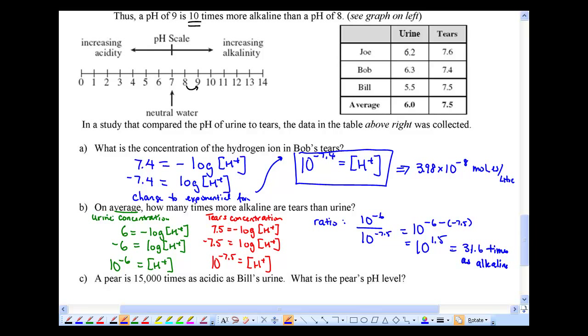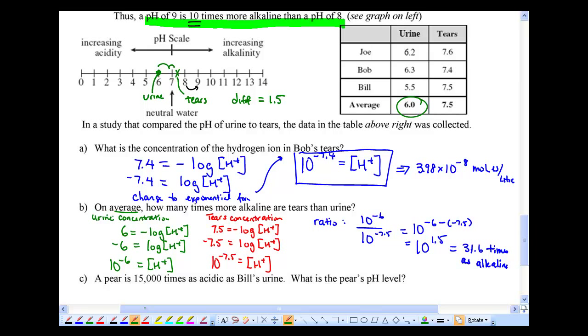Okay. Now, this is kind of a long way of doing it. You could have also used this statement up here. See how it says a pH of 9 is 10 times more alkaline than pH of 8? To help us out. Because if I were to compare urine, which was 6, so that's here, right? Urine's here. And then tears is 7.5, so that's right here. How much is the difference in the pH scale? 6 to 7 is 1, 7 to that is a half. So the difference in the pH scale here is 1.5.